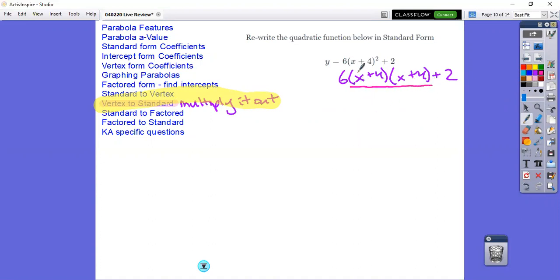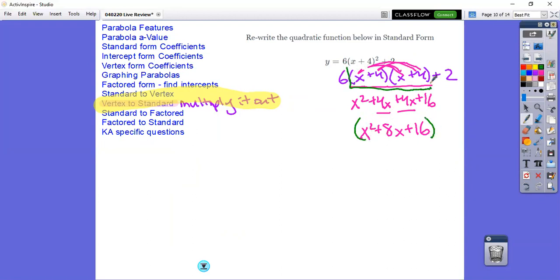So x times x is x squared. x times 4 is 4x. 4 times x is 4x. And 4 times 4 is 16. Combine your like terms here. So I have x squared plus 8x plus 16. Realize that right now this is only what was in these two parentheses. So we still need to multiply all of that by 6 and then add 2 on the end.